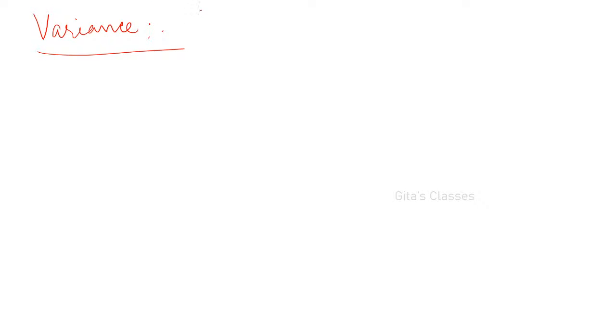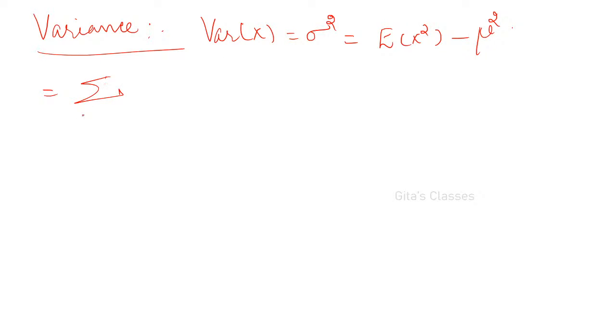So what is variance now? According to the formula, variance of x, that is sigma squared, is equal to E of x squared minus mu squared, right? What is E of x squared? Let us find out E of x squared first, so that it will be easy for us. E of x squared is the sum over x from 1 to infinity of x squared into p of x. Whatever is here, you have to write.